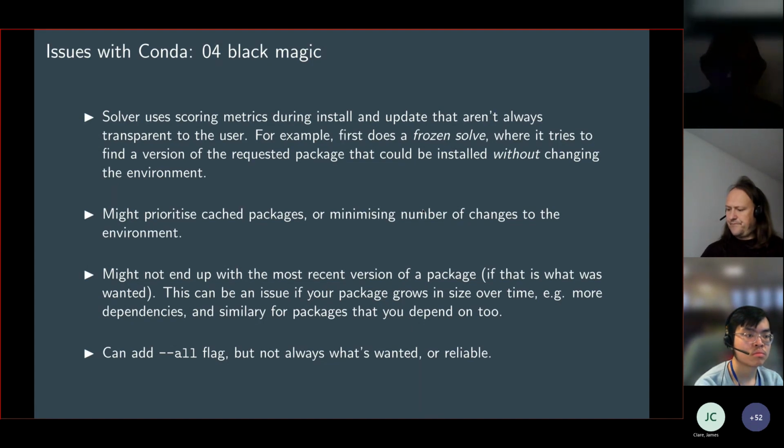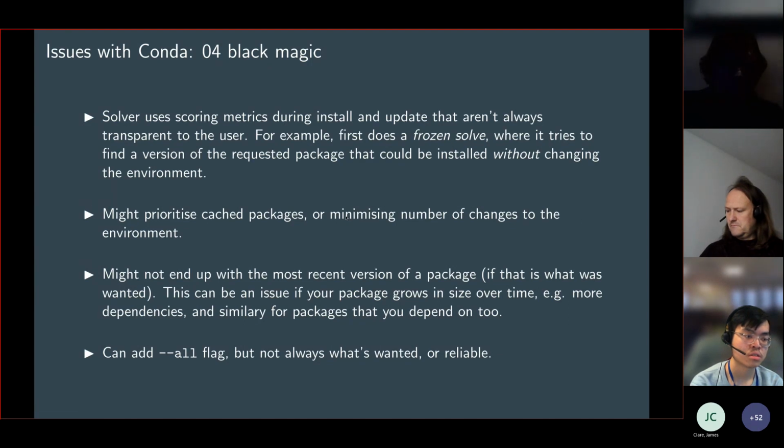So for example, it first of all does what's known as a frozen solve, where it tries to find a version of a package that you've requested that could be installed that doesn't change the environment. So it won't upgrade or downgrade other packages in your environment, or it could find a package that's already in your package cache from another environment and so on. And so it might end up prioritizing locally cached packages, or trying to minimize the number of changes to the environment.